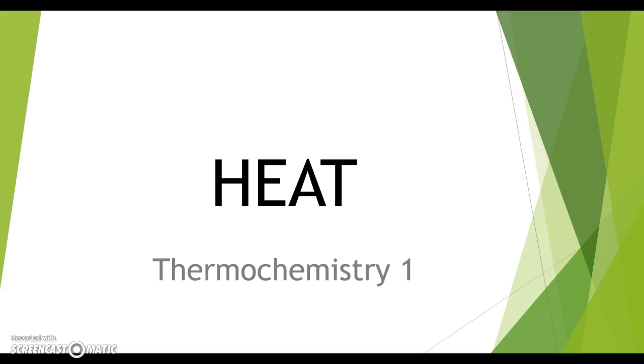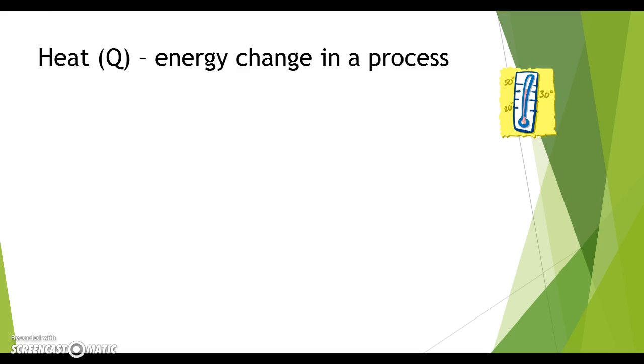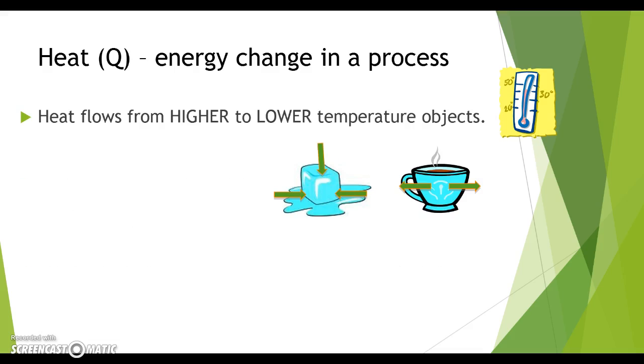What is heat, first of all? Heat is the energy change in a process and is symbolized by the letter Q. Heat flows in a certain direction. It flows from higher to lower temperature objects. For example, if you were to leave an ice cube out on a table, over time it will melt because the energy from the environment will flow into the ice cube to melt it.